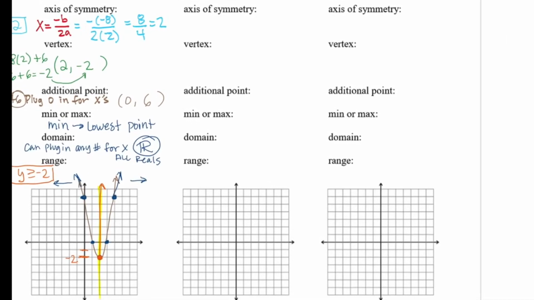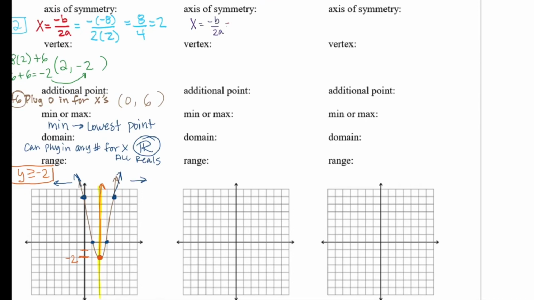Now on number 2, we're going to write our a, b, and c, but we don't have a number at the end. So we're going to add on a +0. That 0 is the c. Okay, now when we find our axis of symmetry, we have -b over 2a.